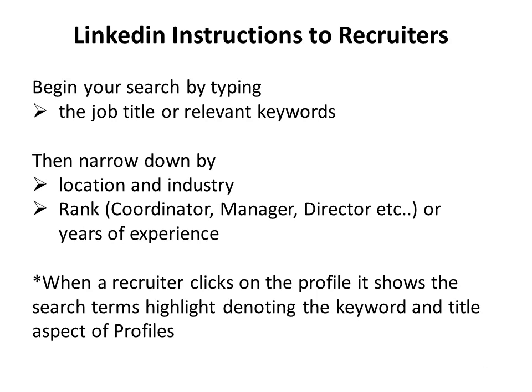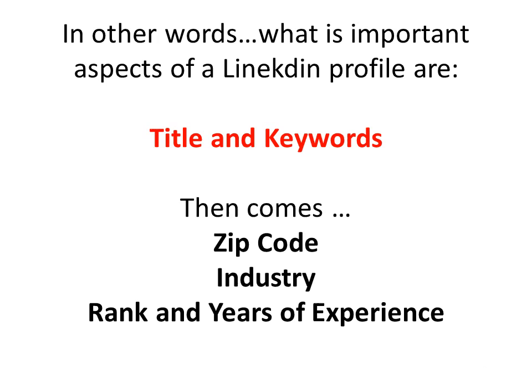When a recruiter clicks on the profile of the person that LinkedIn has produced as a match to their search terms, it shows a highlight of all the search terms, denoting the importance of keyword and title in developing your profiles. In other words, what is most important on your resume and profile are titles and keywords. These are just the most important things to even come up as a match. Then comes zip code, industry, rank, and years of experience.